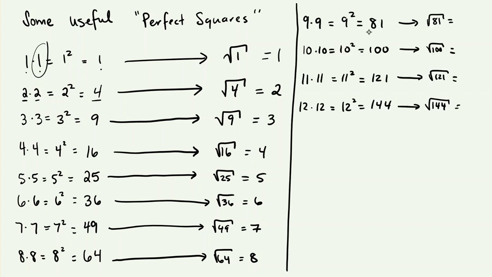So 9 squared is 81, which would lead us to saying the square root of 81 is 9. 10 squared is 100, so the square root of 100 is 10. 11 squared is 121, square root of 121 is 11. Finally, 12 squared is 144, so the square root of 144 is 12.